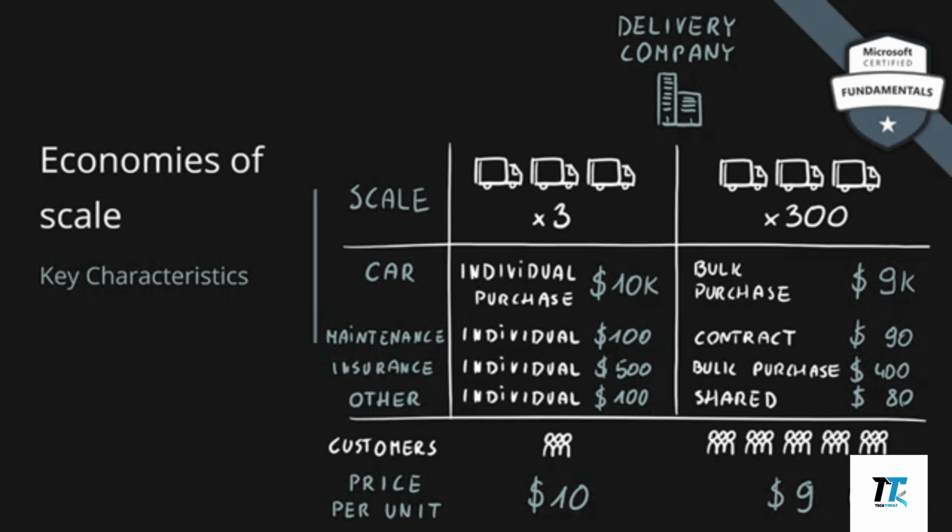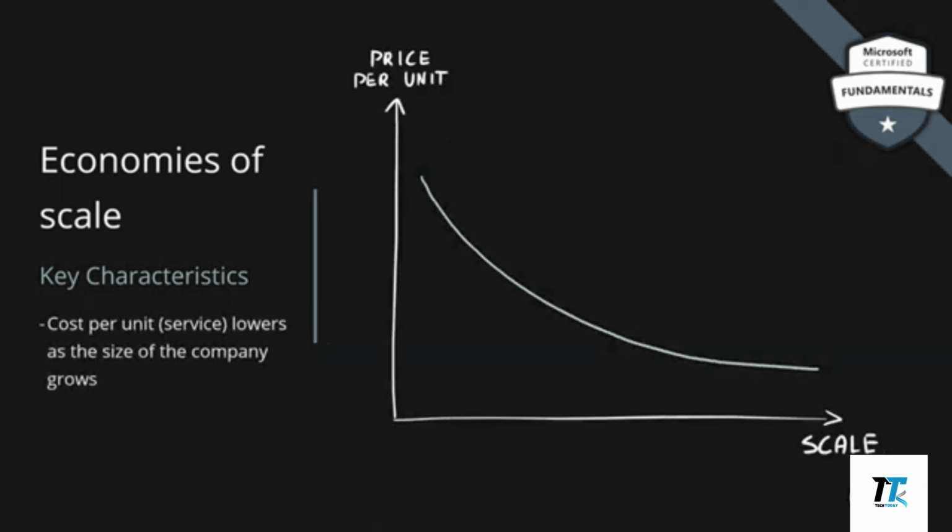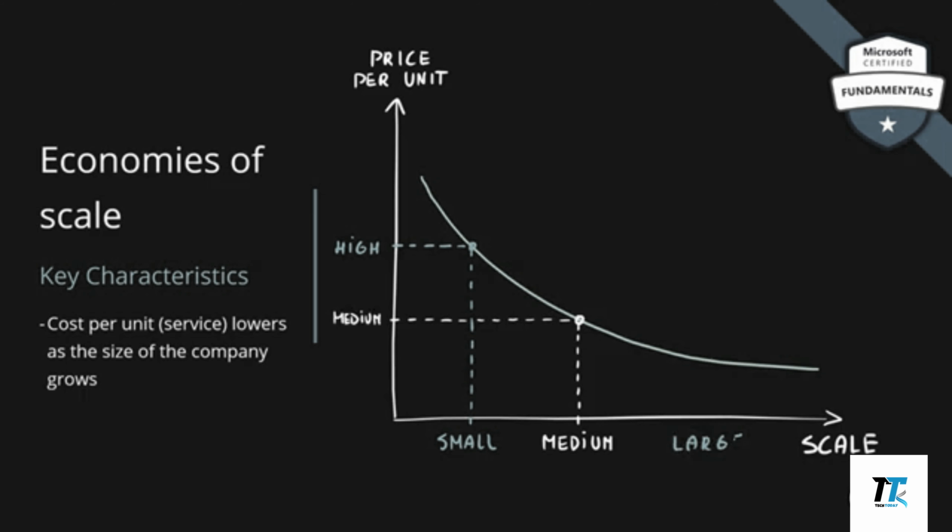In this case, this will also make your company much more competitive on the market, making sure that you grow even further. So to quickly summarize, as your company grows, your price per unit lowers because companies are getting more efficient at what they're doing. If you have a small company, your price per unit will be quite high. If you have a medium company, your price per unit will be better, but still at quite a medium range. And if you have a very large company, your price will be quite low and very competitive on the market.